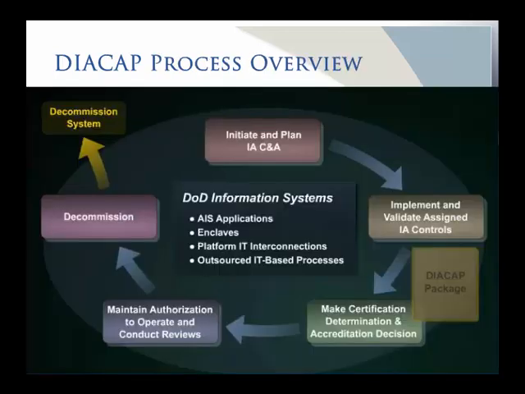So here's the process overview, and you're going to look at initiate and plan for information assurance. And then you think about implementing and validating your assigned IA controls. You've got a DIACAP package. We'll talk about what that is. You're going to make certification, determination, and accreditation decisions. Maintain authorization to operate and conduct reviews. This is through the life cycle. And then at the end of this, you're going to have a decommission.